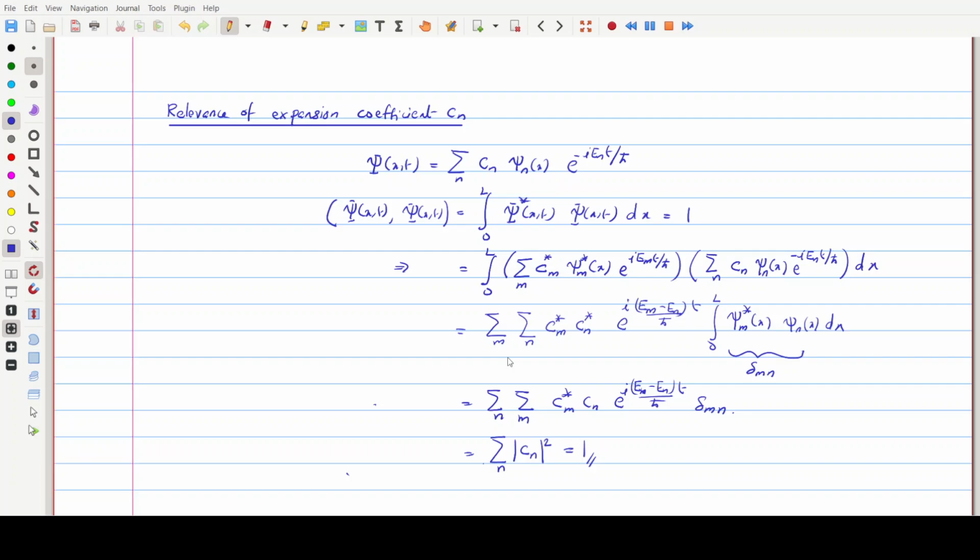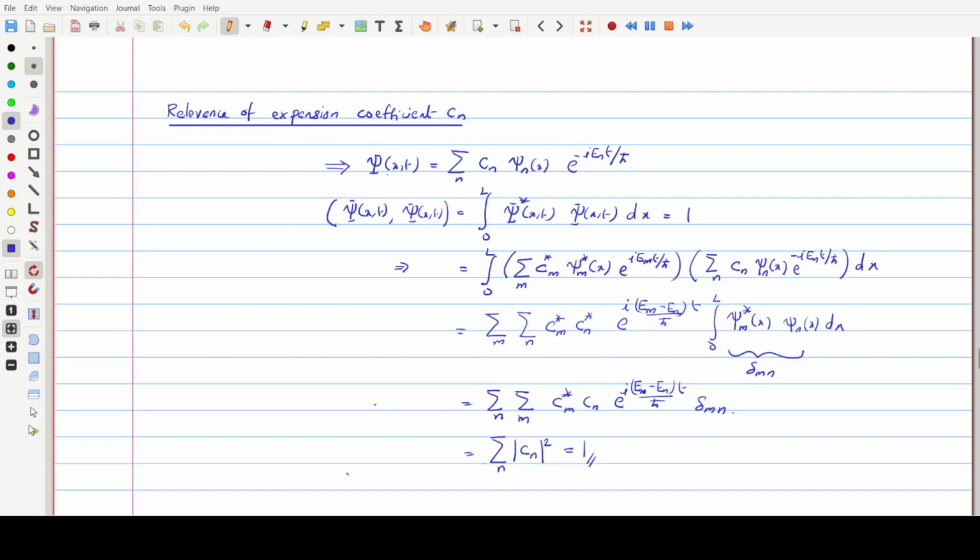Hi all. In this section, we are going to give the relevance and importance of the expansion coefficient Cn, which is seen in the general expansion of the total state of the system, and we'll also discuss how we can find this Cn in case of a problem.